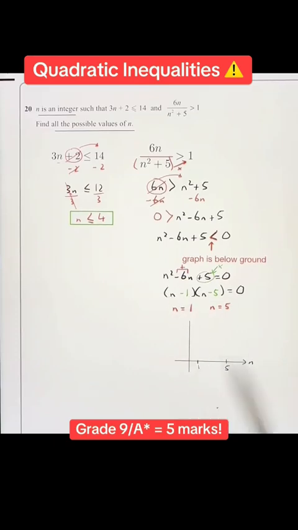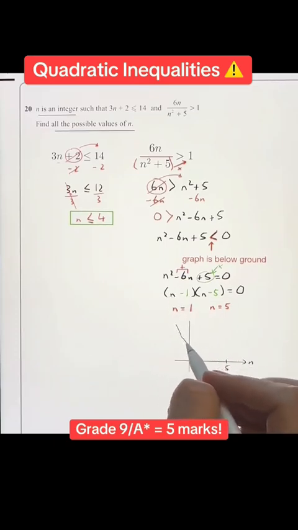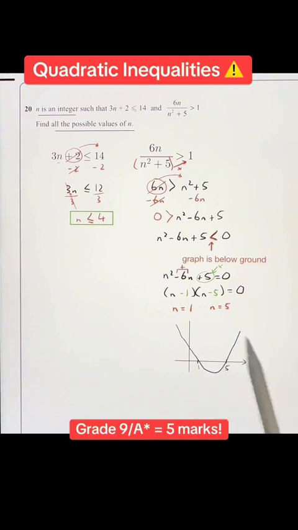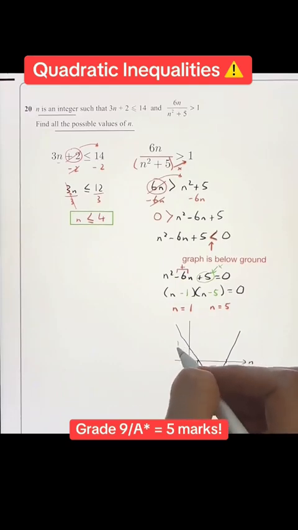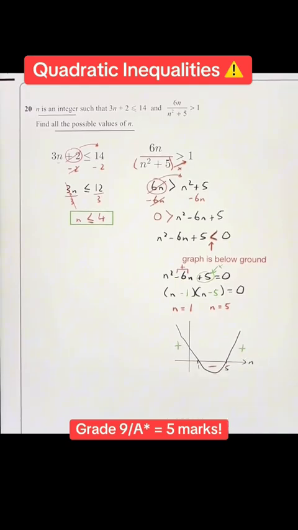As n squared is positive, I know it's a parabola, i.e. a U shape. I can see my graph is below ground for this region here, and my graph is above ground for this region to the left and this region to the right. As I want when my graph is below ground, i.e. less than 0, it's one region, so it's one inequality. In this case, it's n is greater than 1 and less than 5.